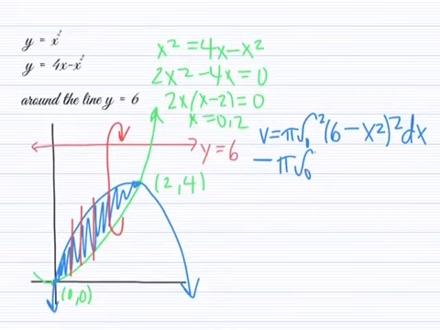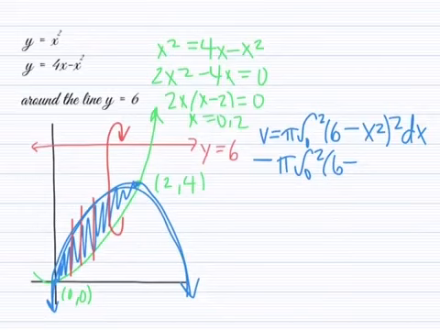Now that inner radius is still going all the way up to the y equals 6, so that top value is still 6, minus the entire equation that dictates the y value of the inner thing there. So it's going to be the upper line, the blue line. So that's going to be 4x minus x squared, and then that whole thing squared because it's still radius dx.